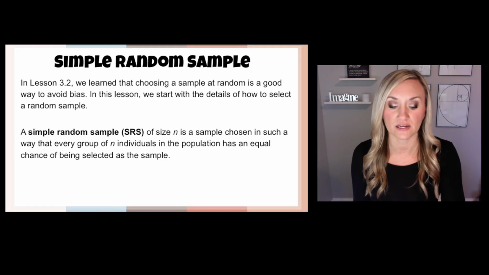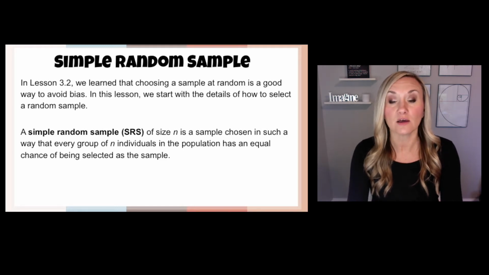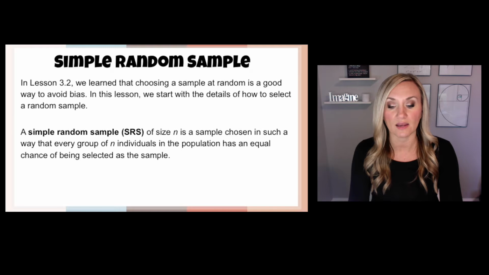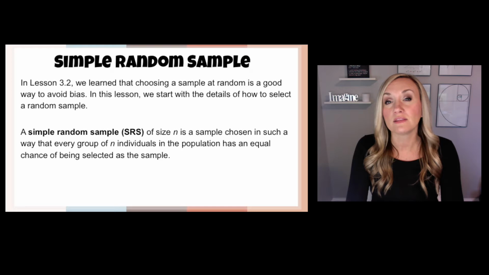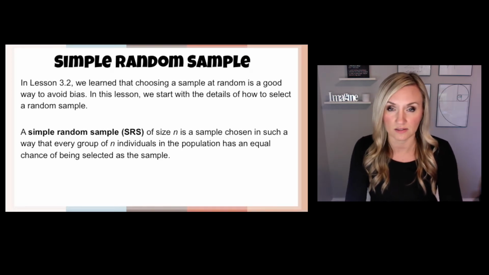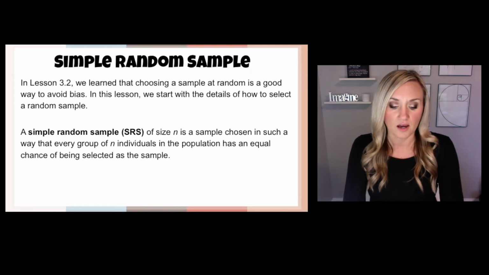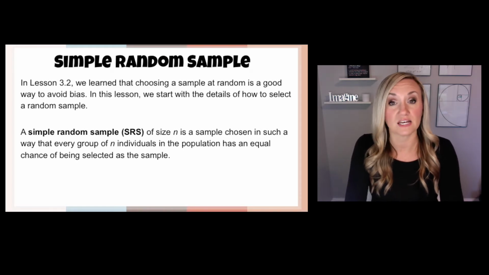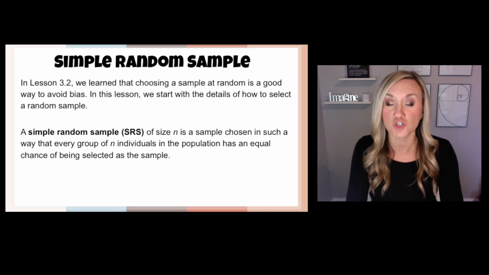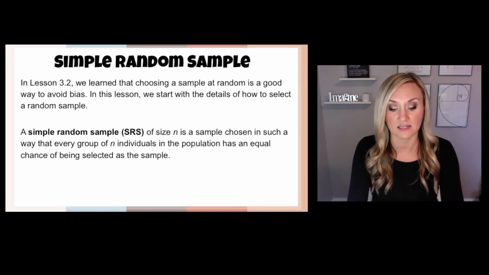Let's talk about simple random samples. In lesson 3.2, we learned that choosing a random sample is a good way to avoid bias in our study. In this lesson today, we are going to talk about the details of how to select a random sample more specifically. A simple random sample of size n, which just depends on how large our sample is, is a sample that's chosen in such a way that all of the individuals in the population have an equal chance of being selected as the sample.